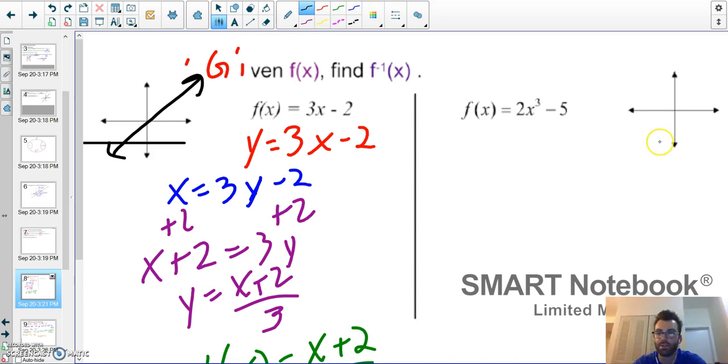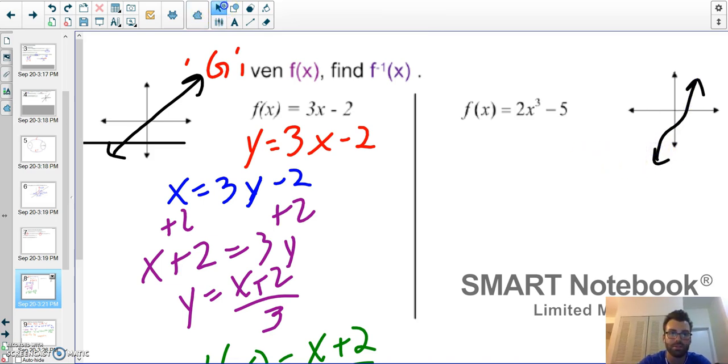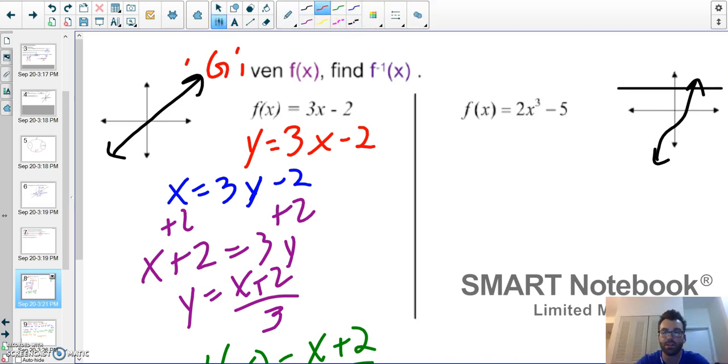Let's think about this function next. This is our cubic function that's stretched vertically and moved down a little bit. As you can see, this function does pass the horizontal line test, therefore it's one-to-one, so we can get to work. Actually, I'm going to pause this here and pick back up on it in the next video.